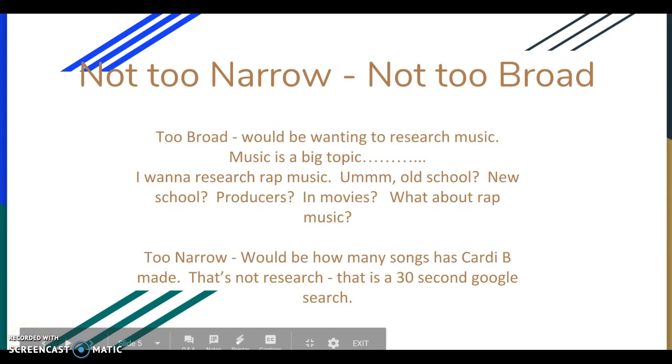Okay, so not too narrow, not too broad. By that I mean too broad would be just saying I want to research music. Music's a big topic. What is it about music you want to know? So then you might say I want to research rap music. Okay. Do you want to research old school rap, new school, producers or how rap is used in movies? What is it about rap music you want to know?